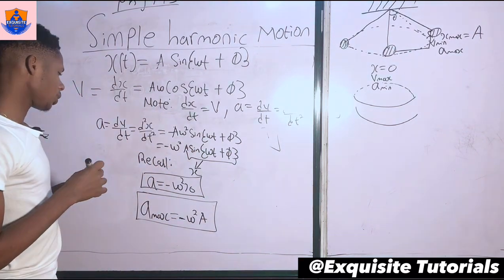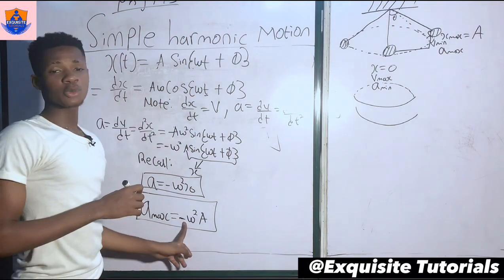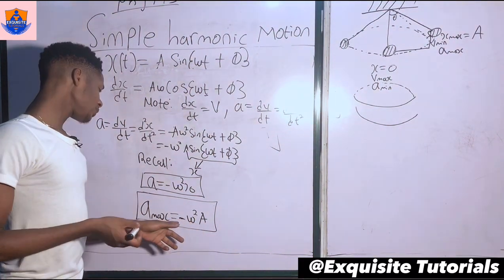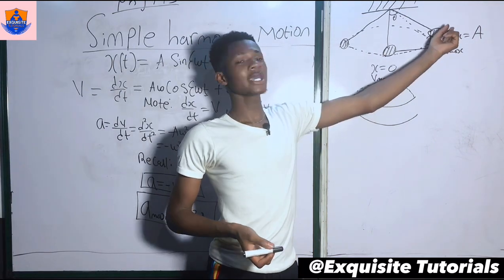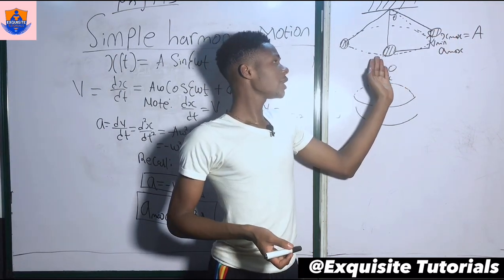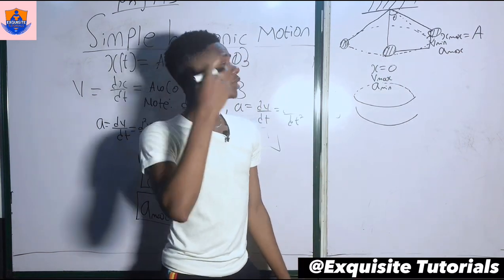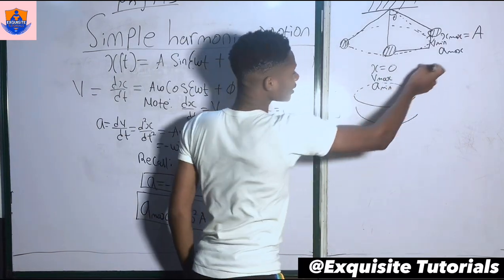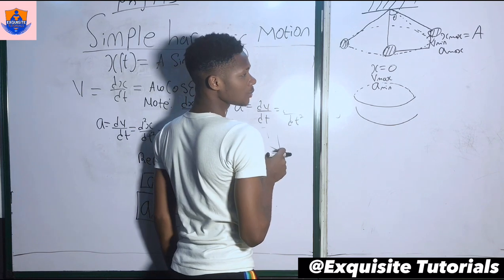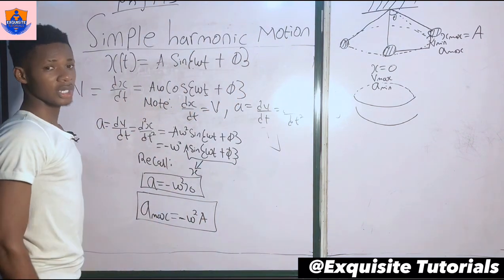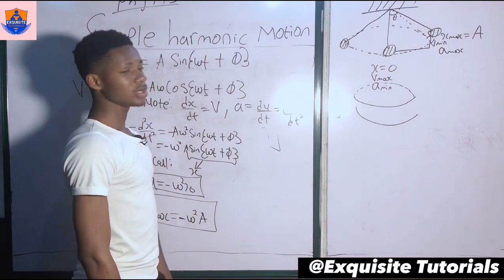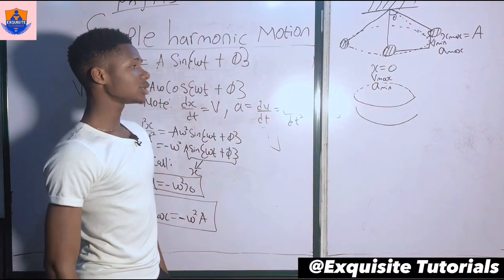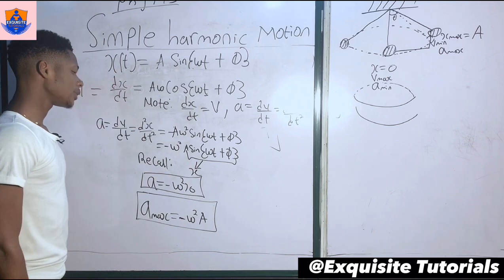Now looking at this formula, you don't have to bother about the negative sign. The negative sign is simply telling you that when we displace the body to an extreme end, for example in this direction, the acceleration is going to be directed back. That is opposite to the displacement. That is what the negative sign is telling us, that acceleration is directly opposite to the displacement.